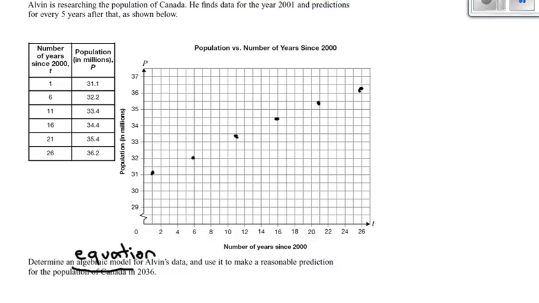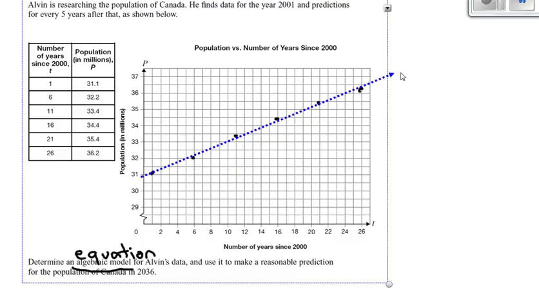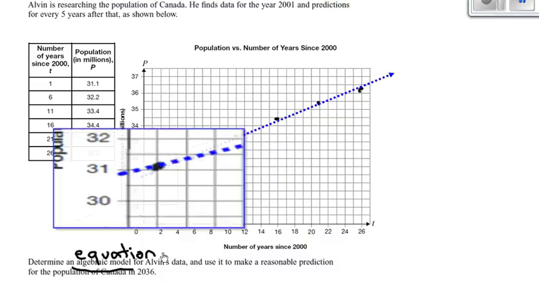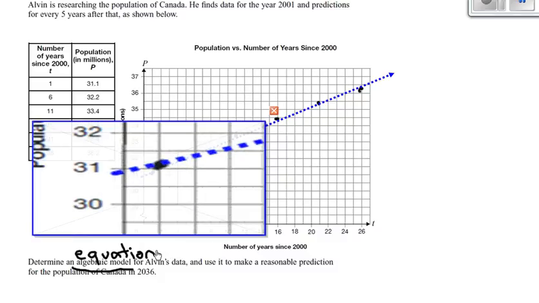Okay, so there's my scatter plot. So it definitely looks like a linear relationship. So we will draw the line of best fit. Now be careful when you're drawing a line of best fit like this. What should I do at the very left of my graph? So let's zoom in a little. What should I do here? Should I really touch the graph there?